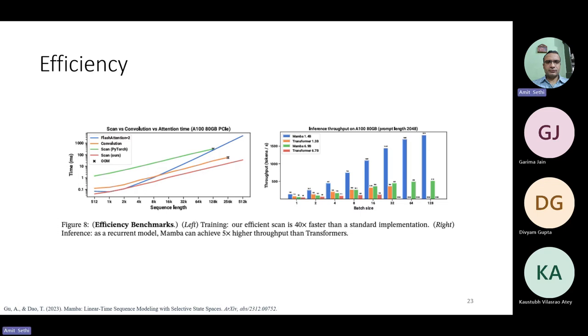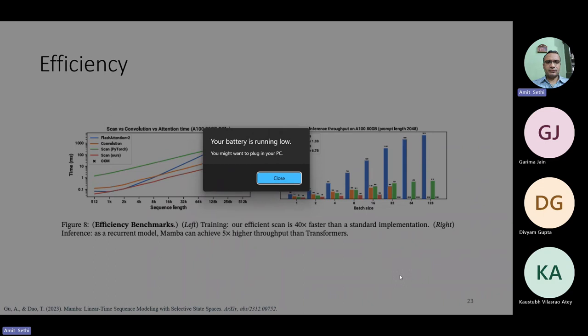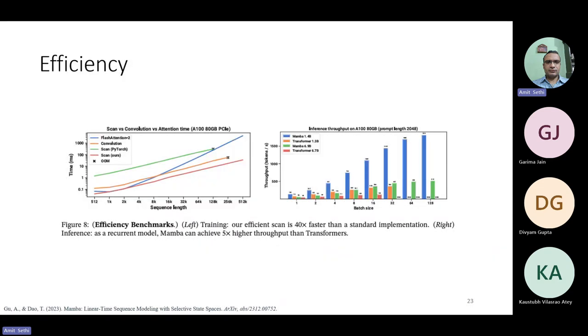And here is the throughput for a sequence length of 2048. They are comparing with different transformer models: 1.3 billion, 3 billion, and a 6.7 billion parameter transformer, and Mamba with the same parameters. What we can see is, with each batch size, what is the throughput? Mamba, blue and green, is beating the throughput of corresponding size transformers. The thing is, you cannot increase the batch size beyond 16 for transformers. After this, the red thing vanished. And after 64, the orange also vanished. The small transformer also doesn't fit in the A100 80 GB one. But see that Mamba is still able to fit.